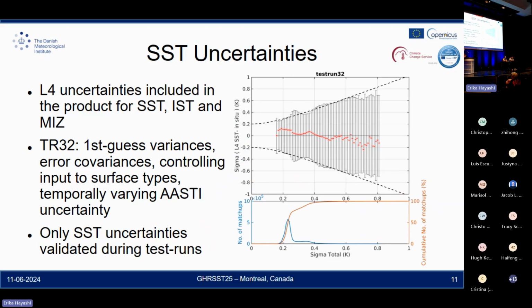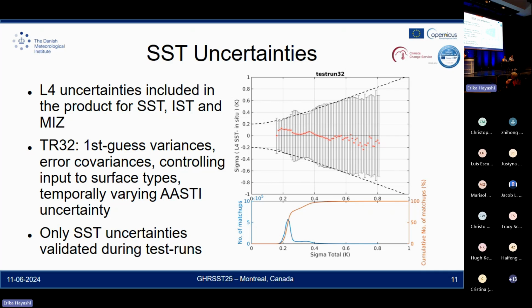Another thing we are looking at, because we are providing it, is the uncertainties on our estimation, both on the SST and the IST. But as I mentioned earlier, the IST is very hard to validate anyway, so we are not looking at the IST uncertainties. We are now only looking at the SST uncertainties. And here is an example of how our uncertainty validation looks. It's a typical plot. We are seeing that from other products as well.